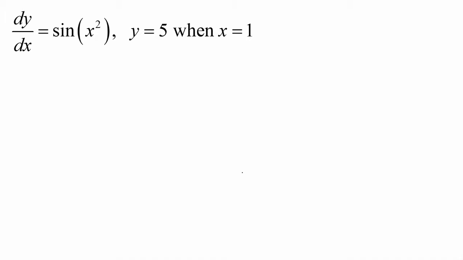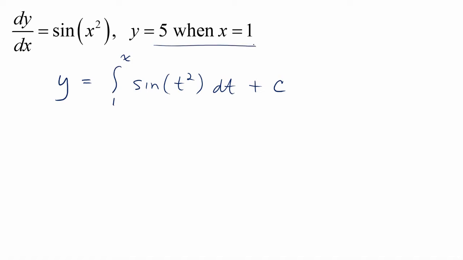So using part 1 of the fundamental theorem, we can write the following. We know that our function y is equal to the definite integral from 1 to x of sine t squared dt plus some constant c. Now, let's see what happens if we were to let x equal 1. If x is equal to 1, we know that y is equal to 5. So this would imply that 5 is equal to the definite integral from 1 to 1 of sine t squared dt plus some constant.